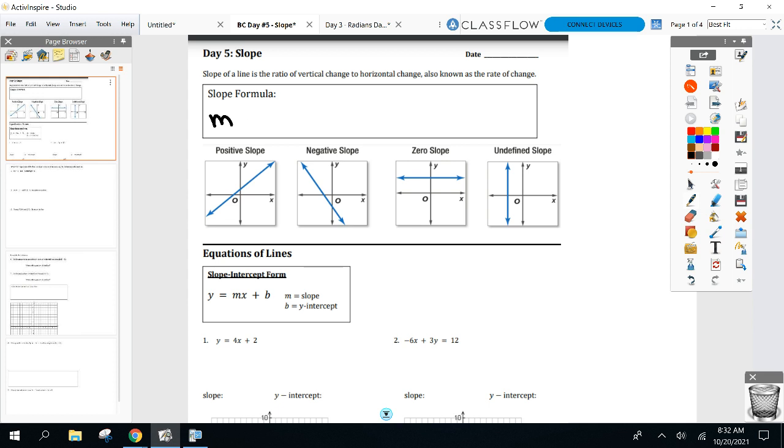So m equals, yes, y2. You said your y's on top first. Good. Y2 minus y1 over x2 minus x1. It's your change in y's over your change in x's.